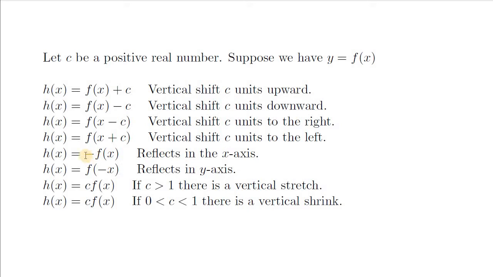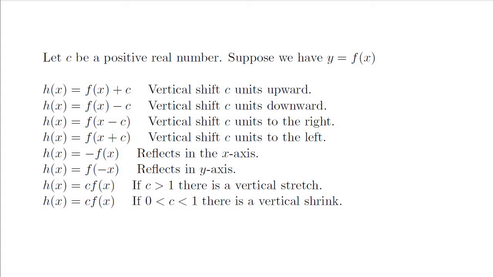And then if we have a negative in front of f of x, that's going to reflect it about the x-axis, and f of negative x reflects in the y-axis. And then if we have a number times f of x, if that number is larger than 1, then it's a vertical stretch. And if that number is between 0 and 1, then it's a vertical shrink. And I'm going to do an example of each one of these graphs. You'll be able to see them.